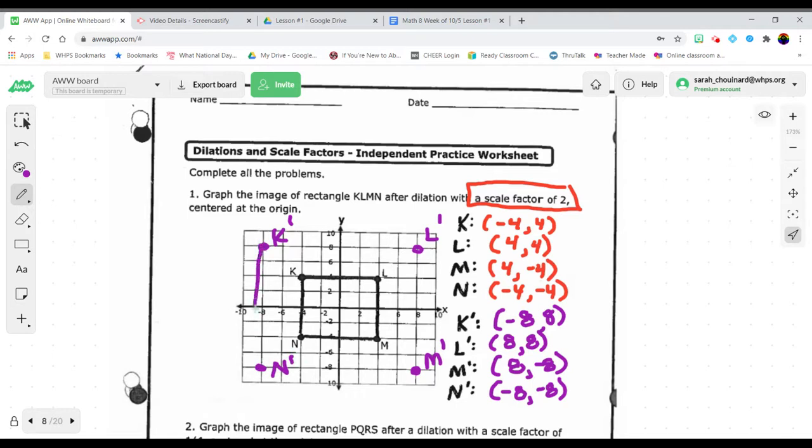This is our dilation. It's hard to draw straight lines on here, guys. I'm so sorry. These two shapes are similar. They are not congruent.